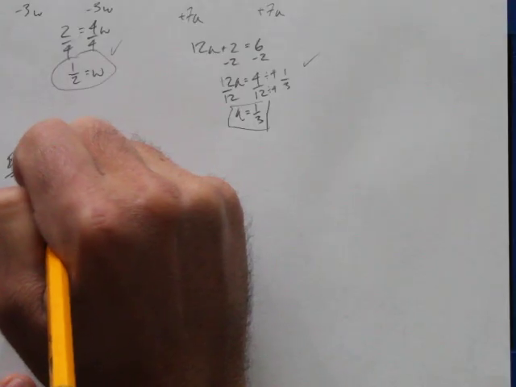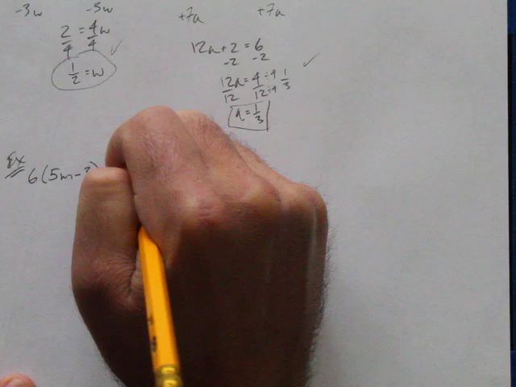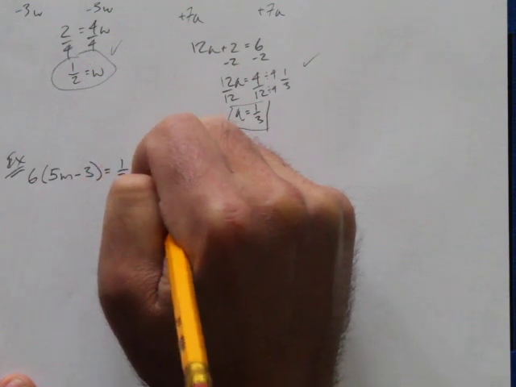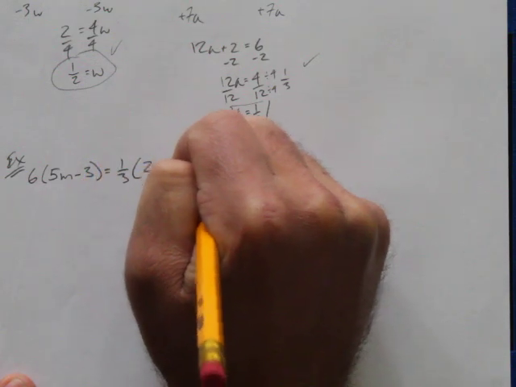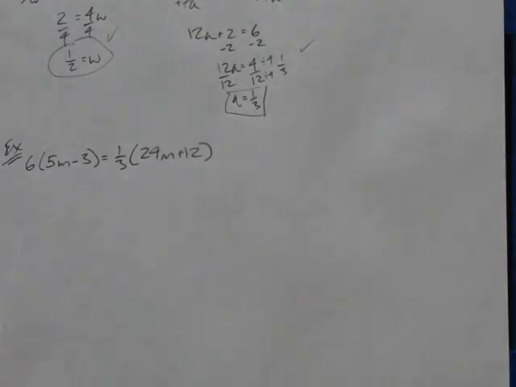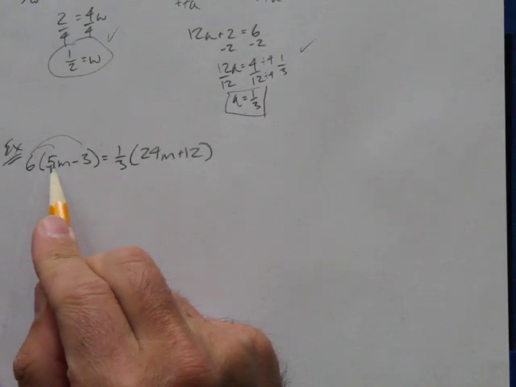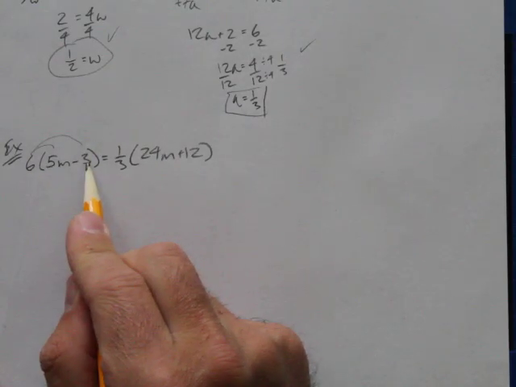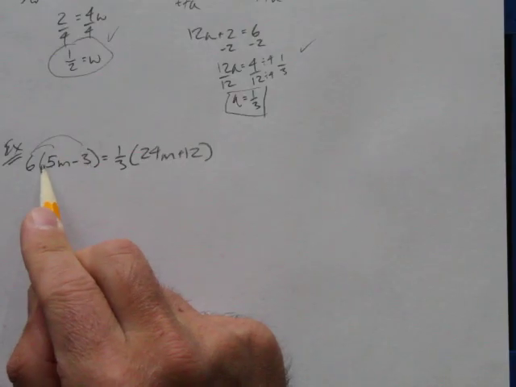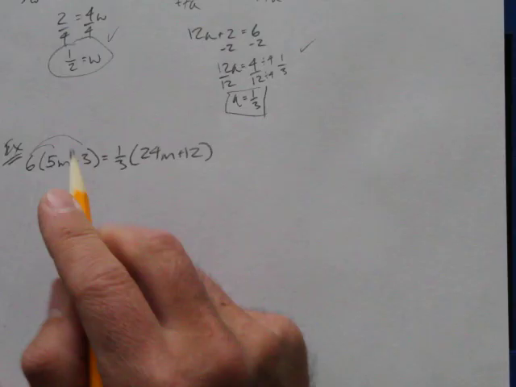6 times 5m minus 3 equals 1/3 times 24m plus 12. All right, let's see how we do with this one. So I need to first distribute. I need to make sure this 6 goes here, and I distribute it also to this -3. It's important that we make sure that both of these get multiplied by 6.